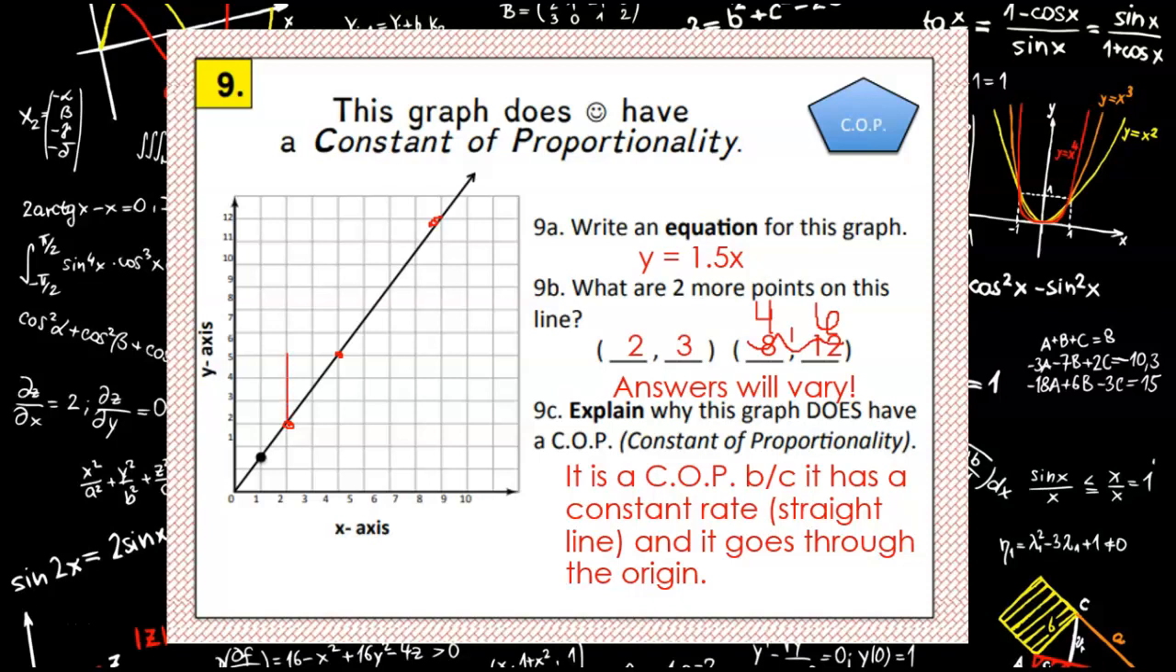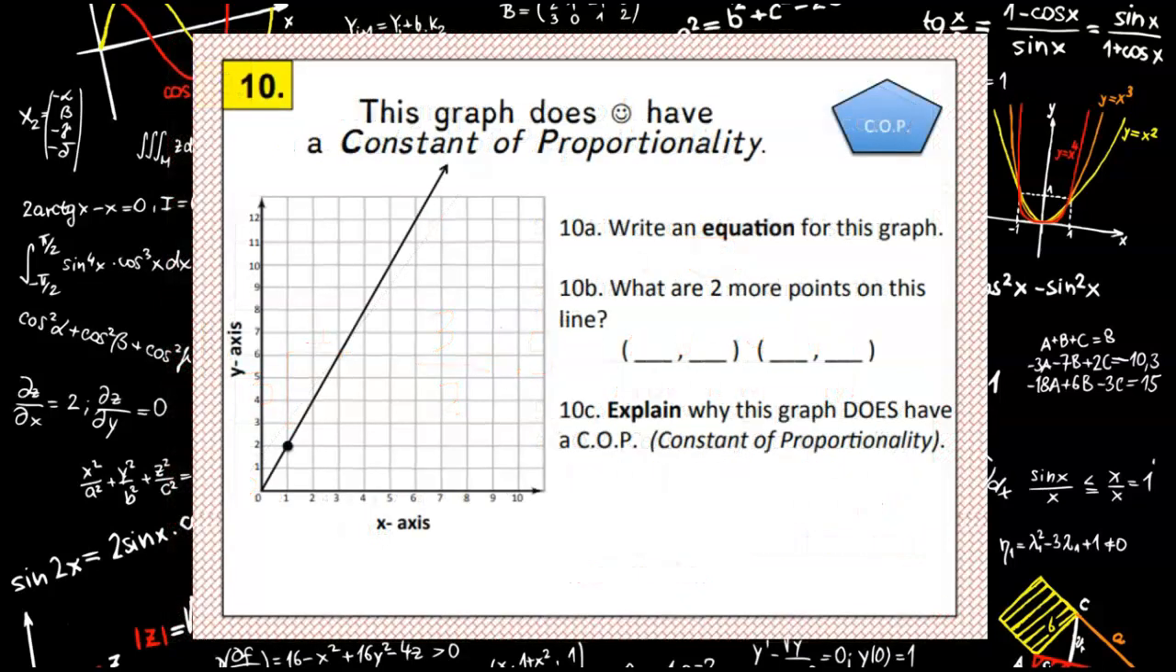So your slope, remember, is rise over run. So my rise is 3 and my run is 2. So 3 over 2 is my slope. 3 over 2 is an improper fraction. So if I write that as a decimal, that is 1.5. So that's where I got my m, or my y is equal to mx plus b equation form. Okay, it is a constant of proportionality because it has a constant rate. That means it's a straight line. It also goes through the origin. So if it starts here at the origin or goes through the origin, it is a proportional relationship.